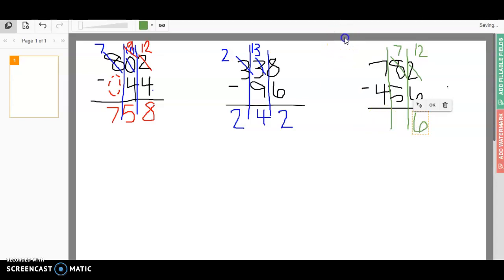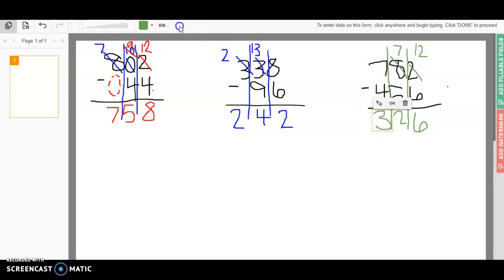Okay, now let's go to our tens place. We have 7 minus 5. 7 is greater than 5, so I know I can subtract. 7 minus 5 gives us what? Yes, 2. And our last step is to do our hundreds. So I have 7 minus 4, which gives us what? Yep, it gives us 3.